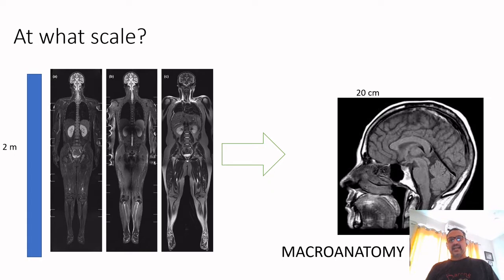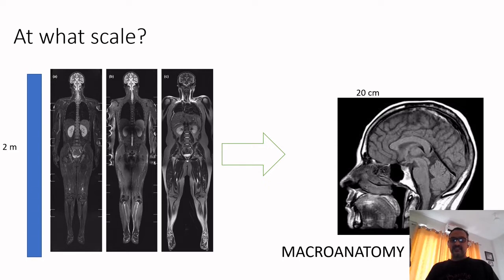Now, at what scale do you want to study the brain? The human brain, particularly, is a fairly large biological tissue, approximately 15 centimeter by 15 centimeter by 15 centimeter. Now, there are several ways of studying it.